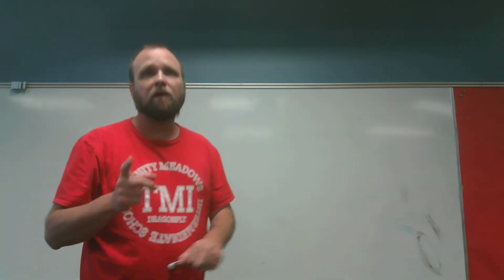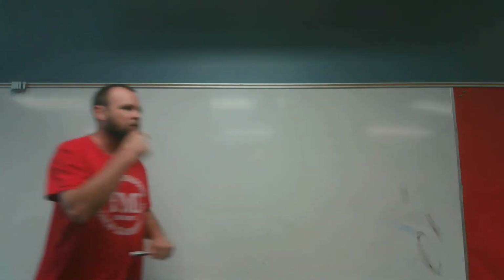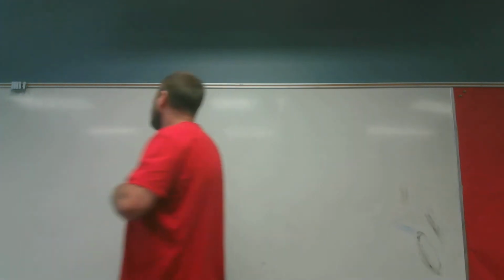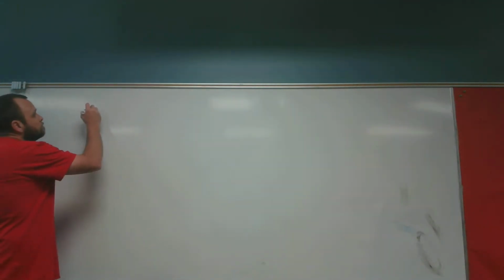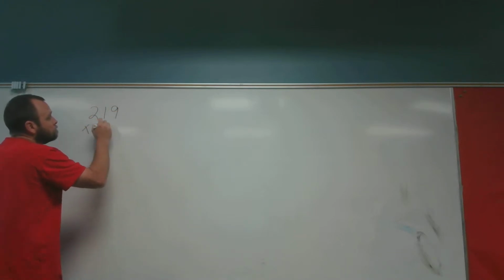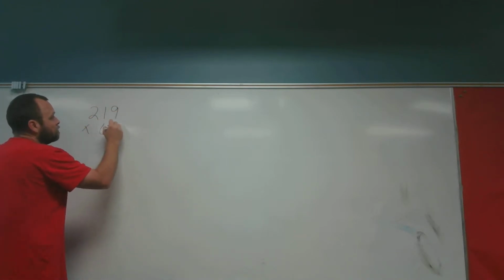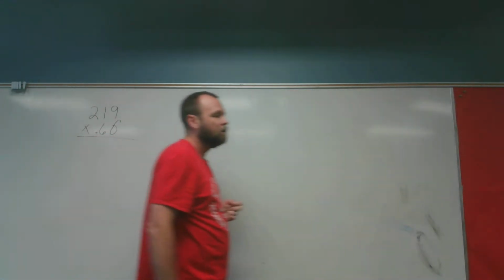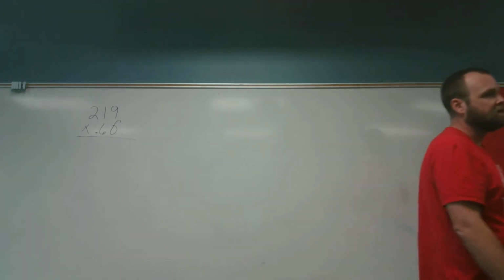But ironically, Team Shake picked Colin. Which one would you like to do? Number 4. How do you say that one? 219 times 66 hundredths. Good. That's a crazy looking 6, but that's okay. 219 times 66 hundredths.